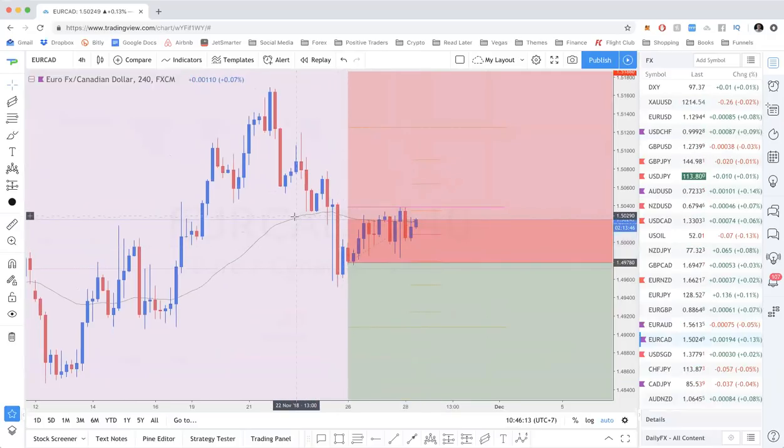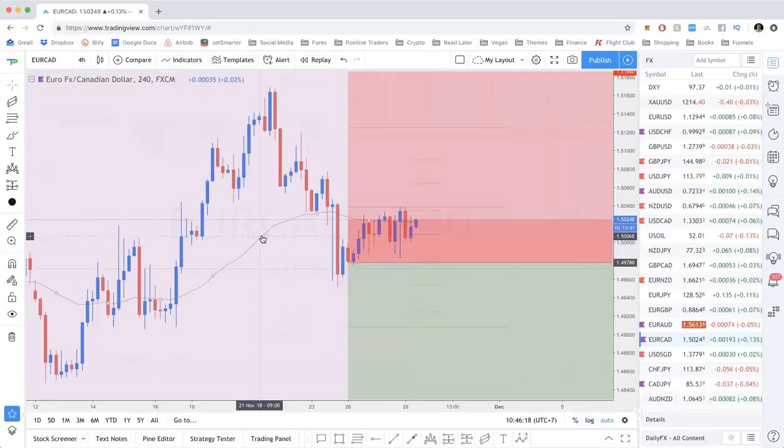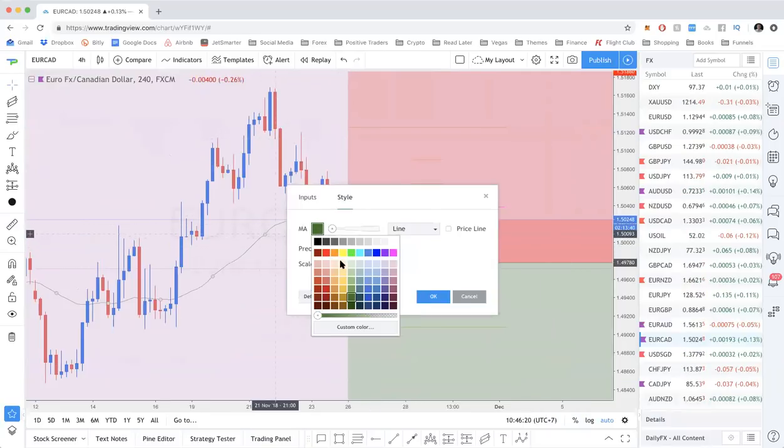I don't like this green. I think this green is too dark for my liking. Yeah, there we go. I like that.